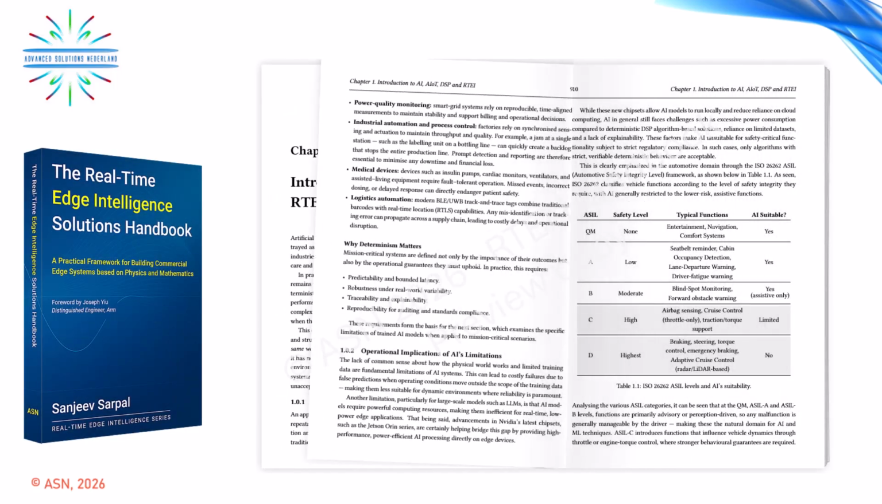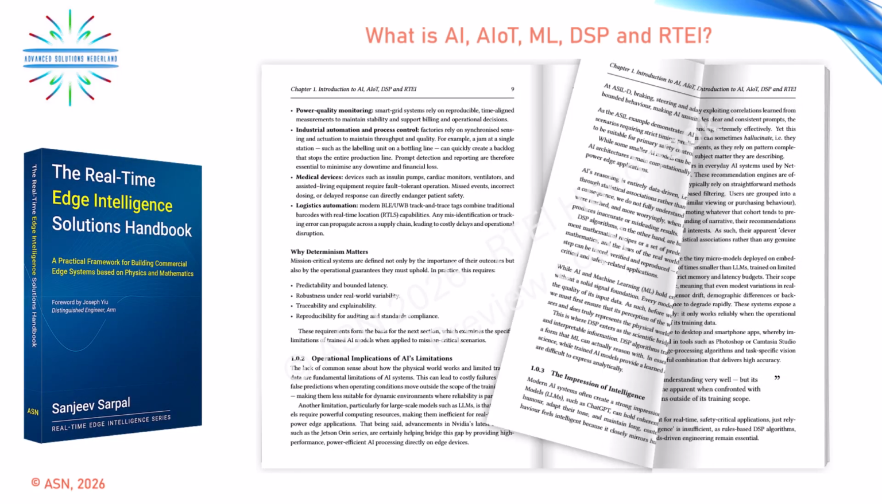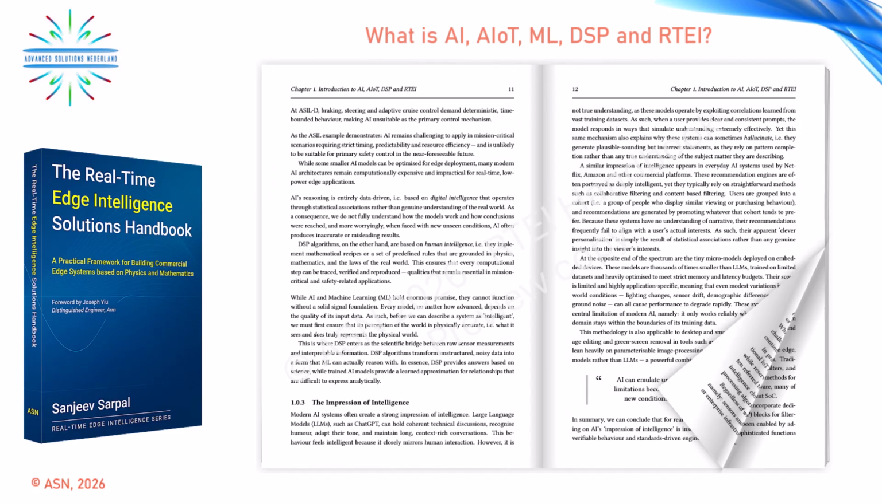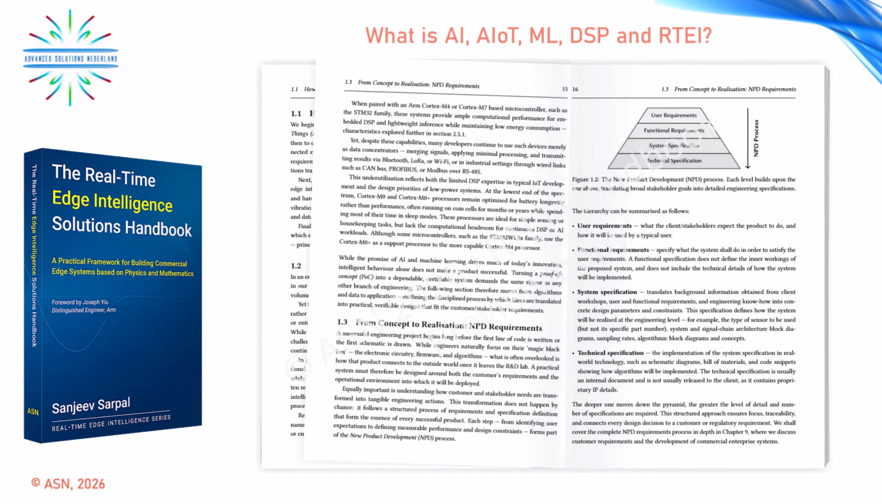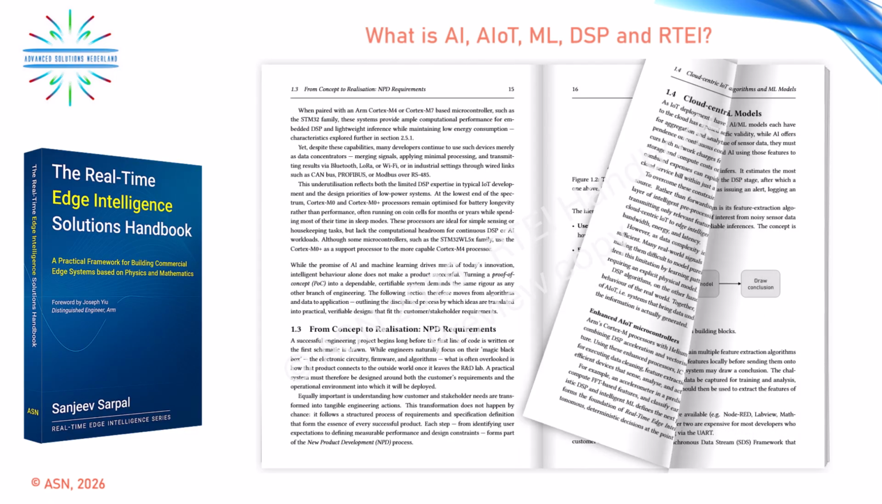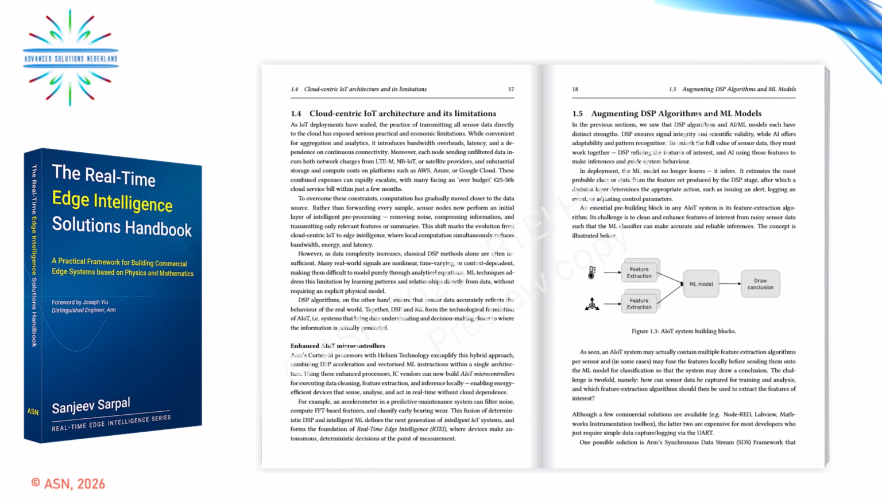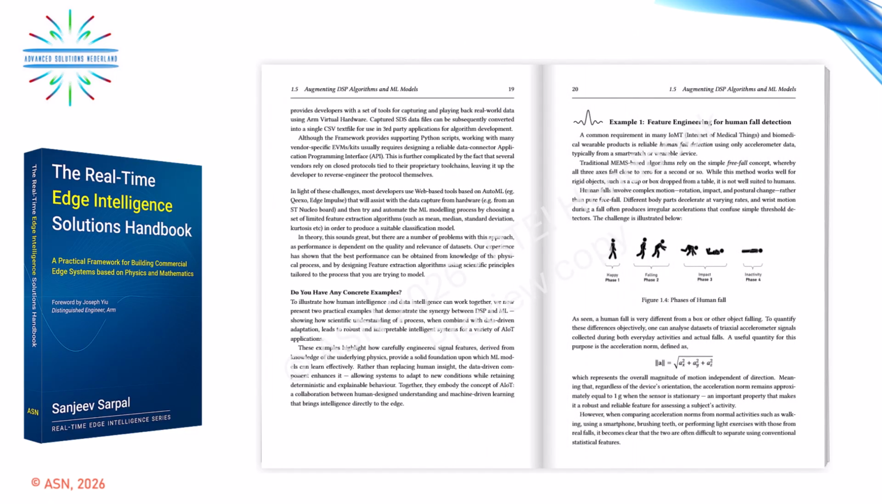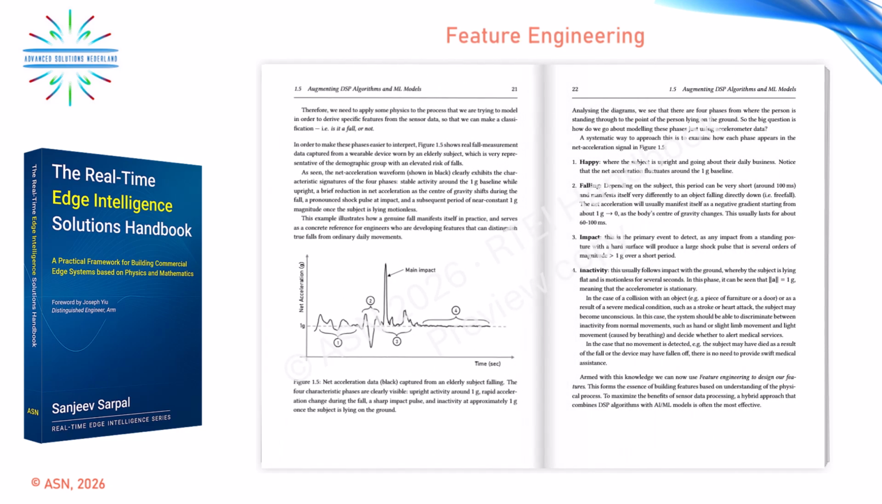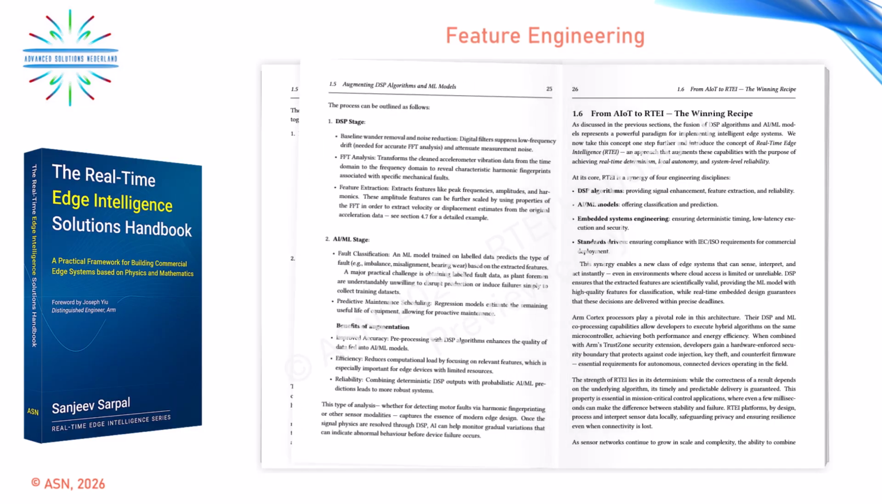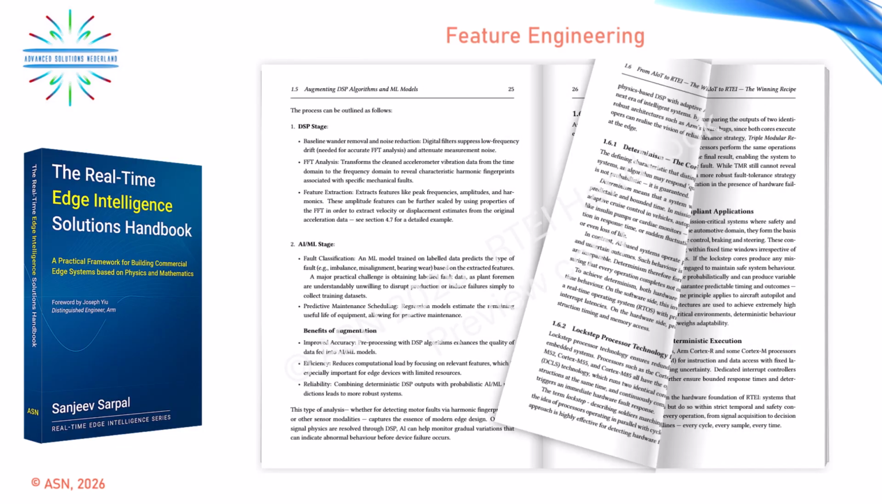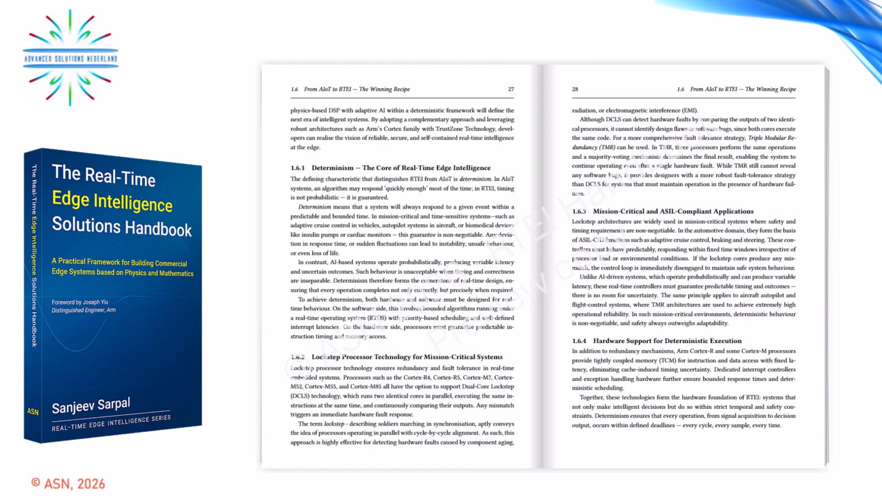This section defines the key concepts, what we mean by AI, machine learning, digital signal processing, human intelligence, and digital intelligence in the context of real-time edge systems. It explores the strengths and limitations of each approach, and why no single method is sufficient on its own. It also discusses how digital intelligence can augment human intelligence, together with concepts such as feature engineering and the role of domain knowledge in building useful systems.